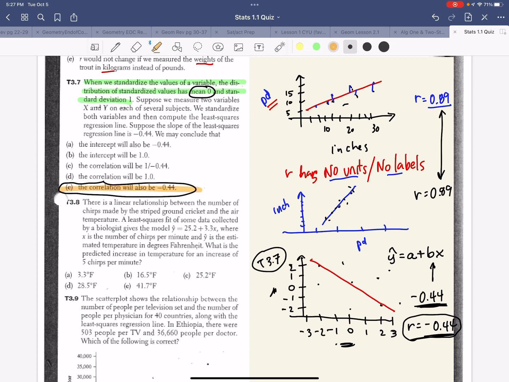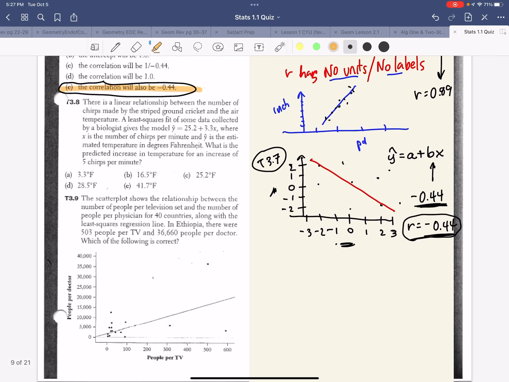That's an interesting question. All right, let's look at number 3.8. It says a linear relationship between the number of chirps made by the striped ground cricket and the air temperature. A least squares fit of some data says that we have a model. Y hat is the estimated temperature in degrees Fahrenheit.